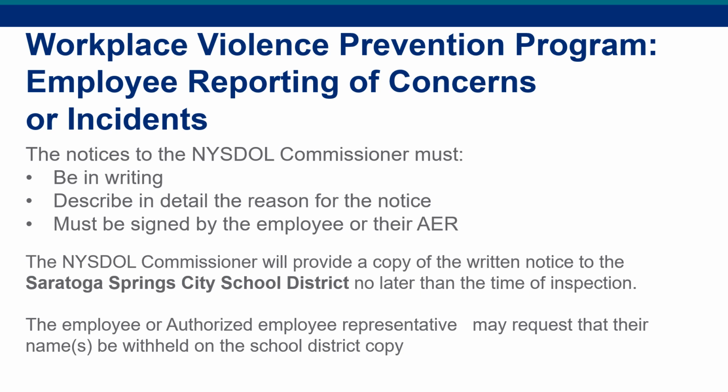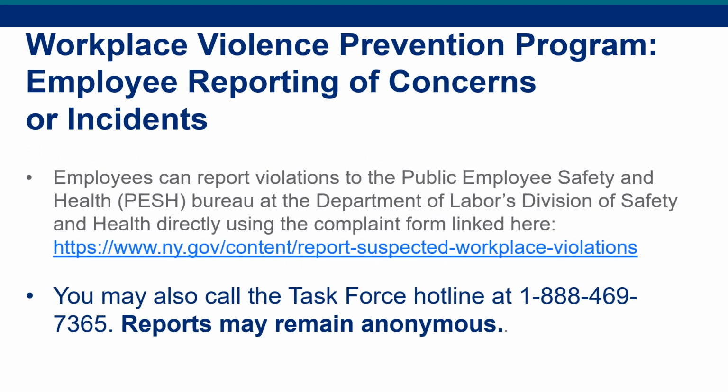The New York State Department of Labor Commissioner will provide a copy of the written notice to the Saratoga Springs City School District no later than at the time of the inspection. The employee or authorized representative may request that their name be withheld on the copy that goes to the school district. Employees can report violations to the Public Employee Safety and Health, PESH, Bureau of the Department of Labor's Division of Safety and Health directly by using the complaint form linked here. You may also call the task force hotline and remain anonymous. However, they will also ask you to fill out a written form.